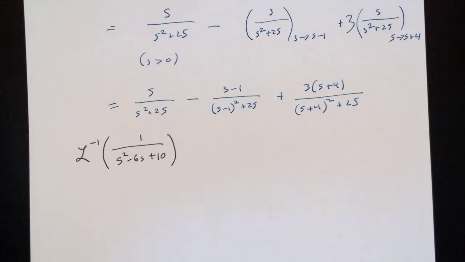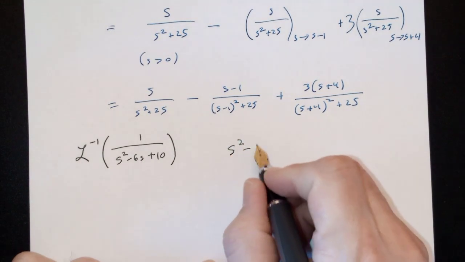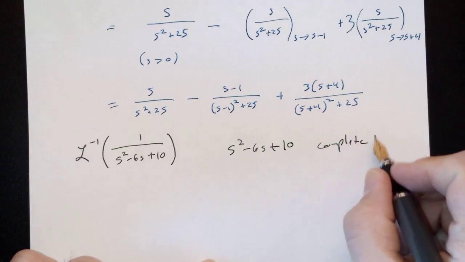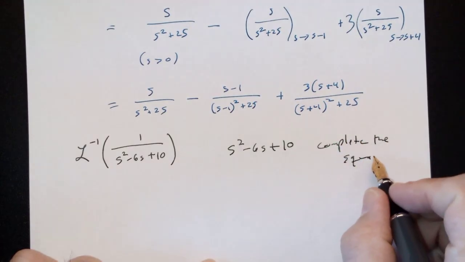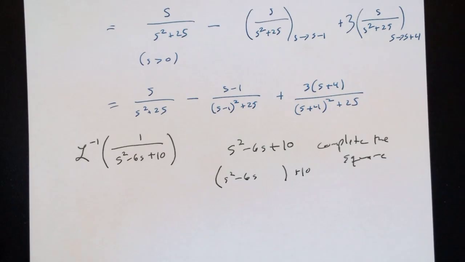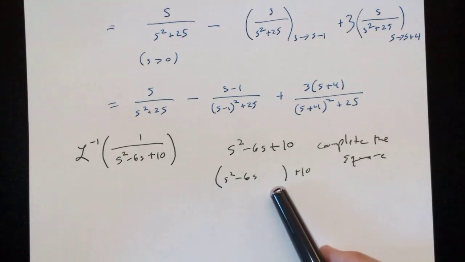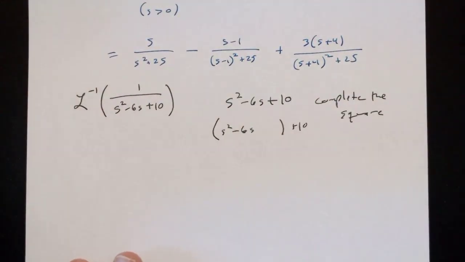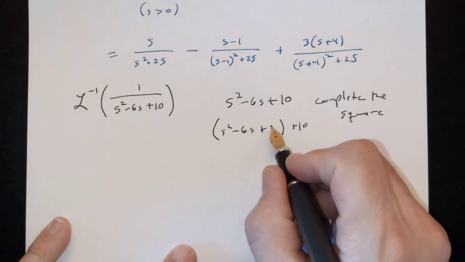All right, wait a second. S squared minus 6s plus 10. Complete the square. So I have to put something inside the parentheses to make that a perfect square. And I have to put the opposite of that on the outside. What number gets added here? +9. So if I put a +9 on the inside, I have to put a -9 on the outside.